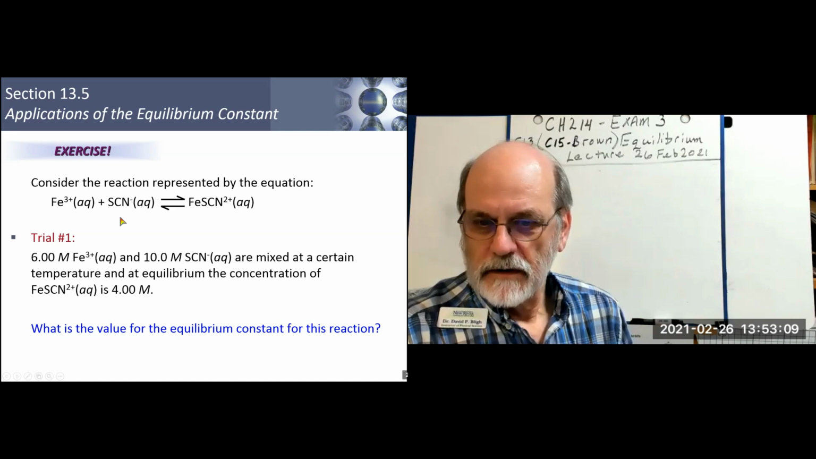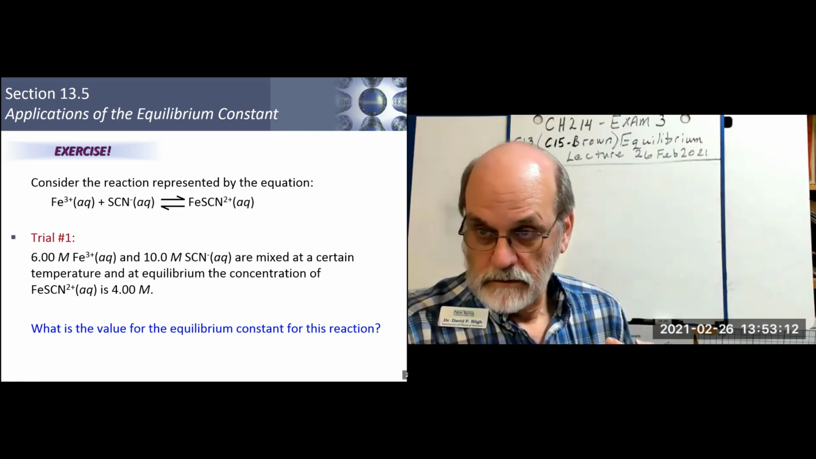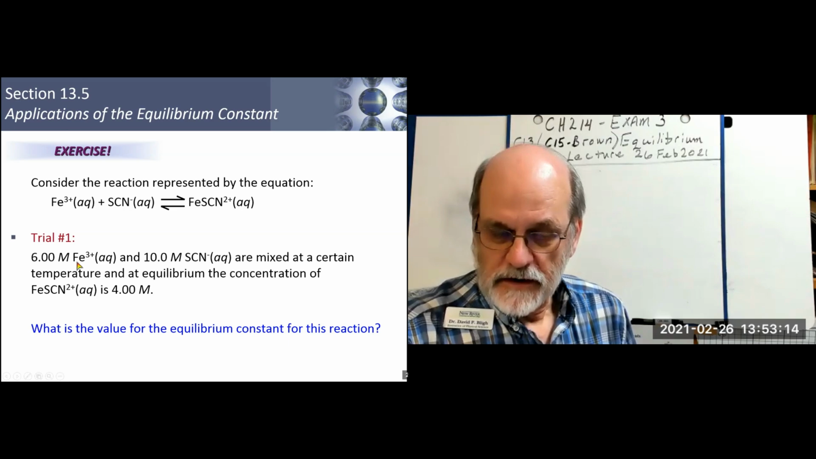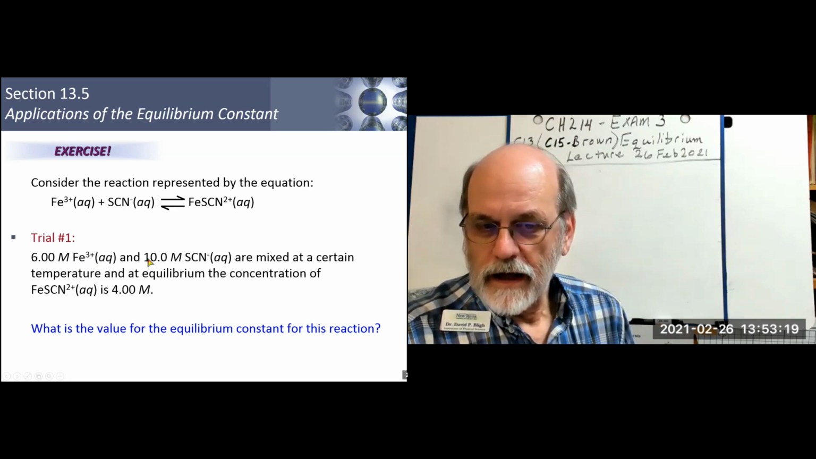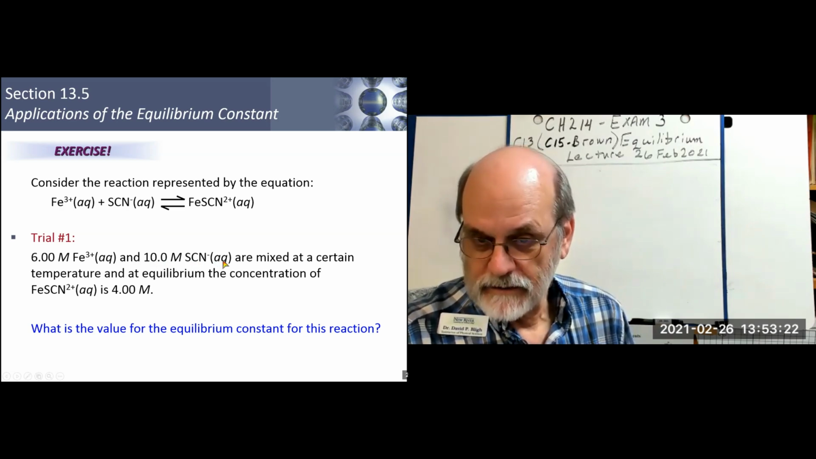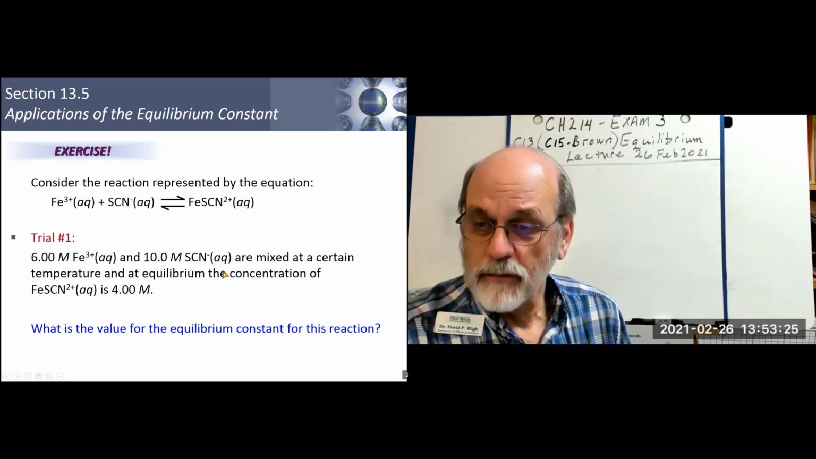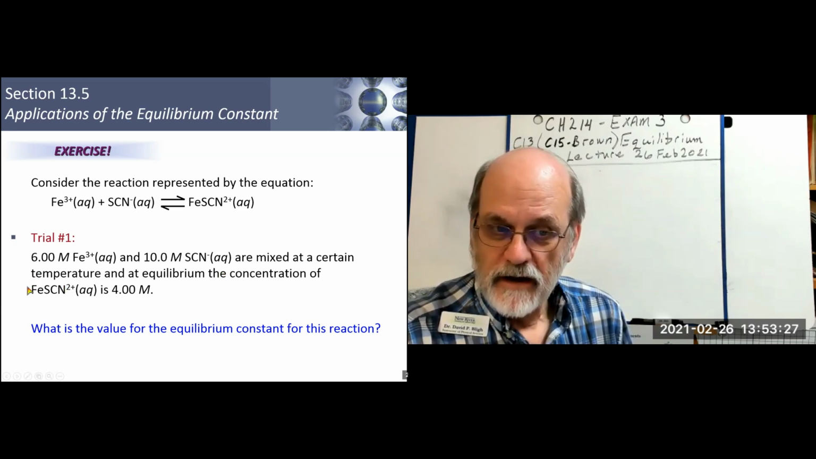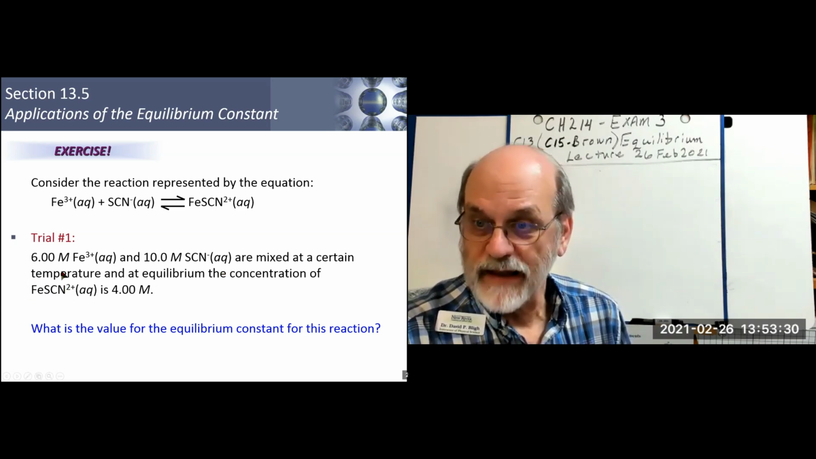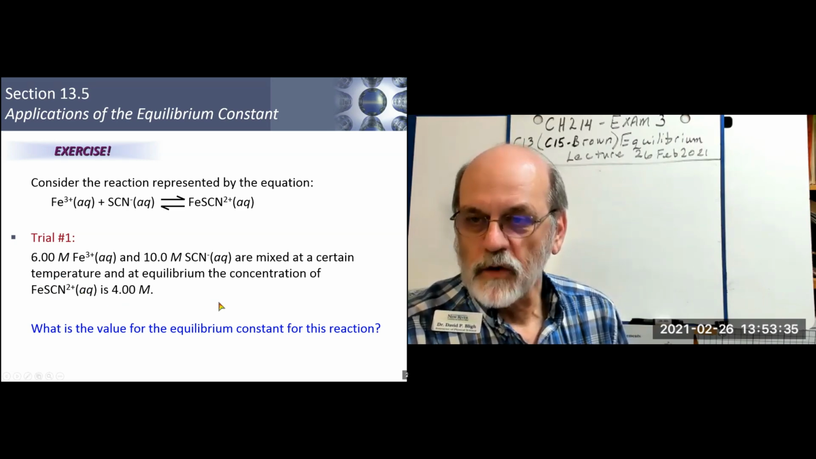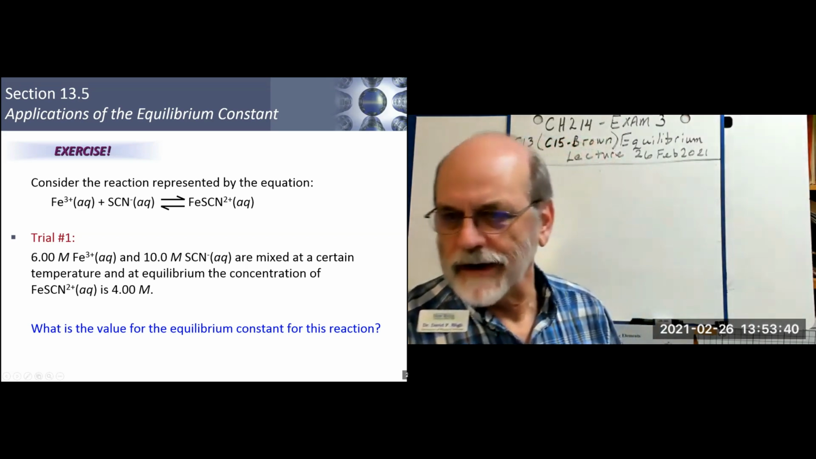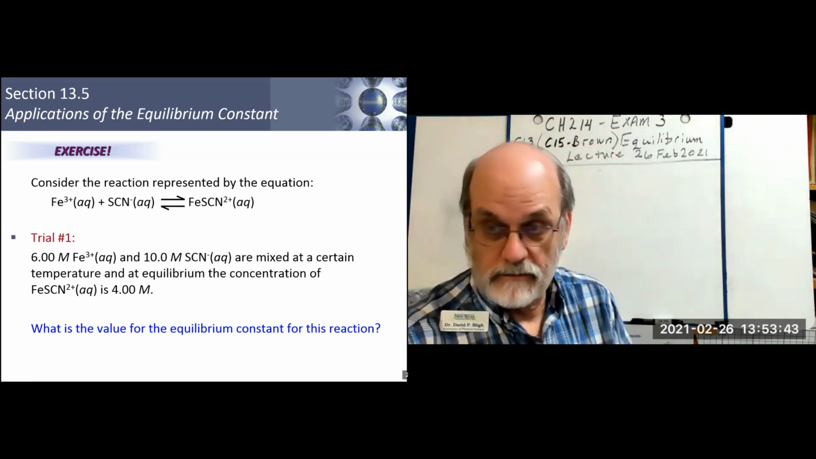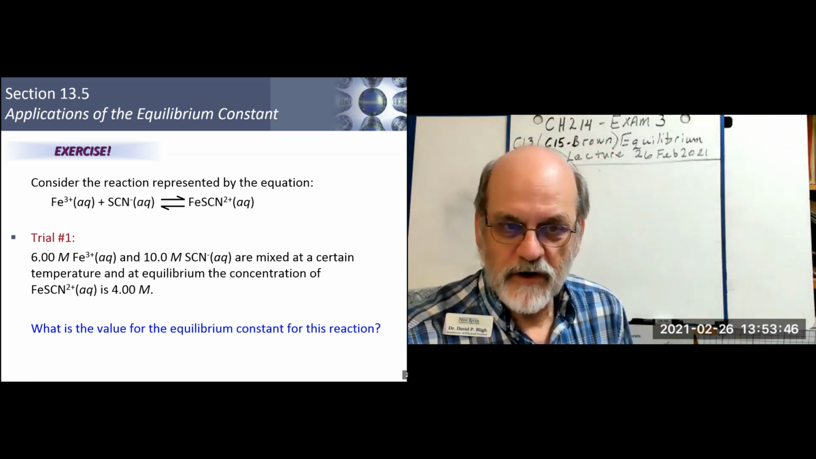Now we're given initial concentrations: 6 molar iron and 10 molar thiocyanate. They're mixed together, and at equilibrium, we determine the concentration of the thiocyanate complex, iron thiocyanate, to be 4 molar. What is the equilibrium constant? That sounds like it's almost impossible, right? Well, there's a method that helps alleviate some of that stress and get you to the right answer.